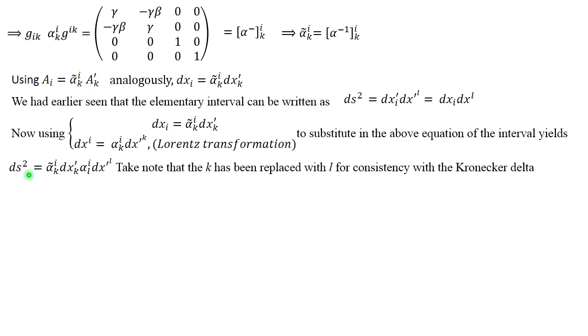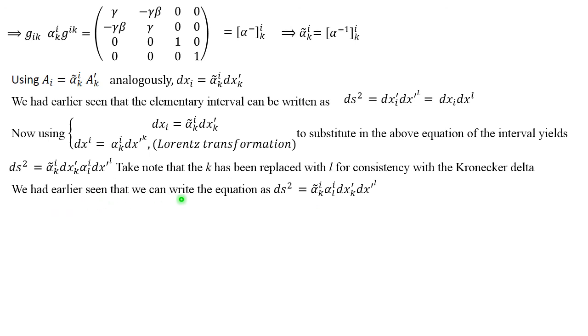ds squared equals alpha tilde_ik dx'_k. So in the place of dx_i, we substitute this first equation, and in the place of dx_l, we substitute this other equation. We simply change the k to l, and we substitute this second equation in that place. So take note that the k has been replaced with l for consistency with the Kronecker delta.